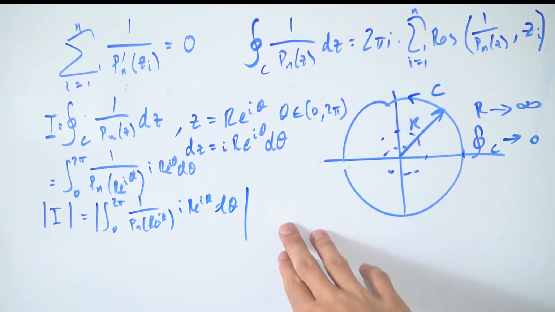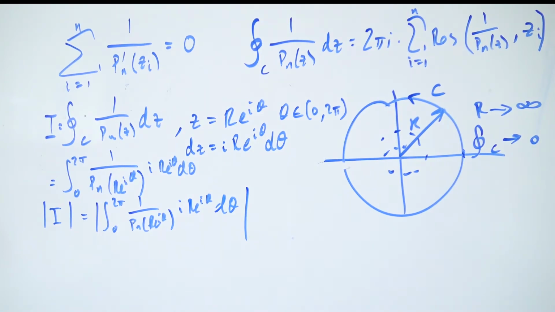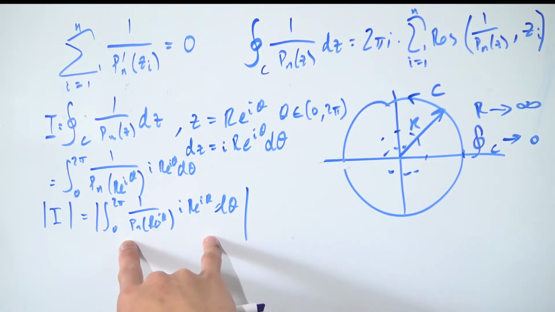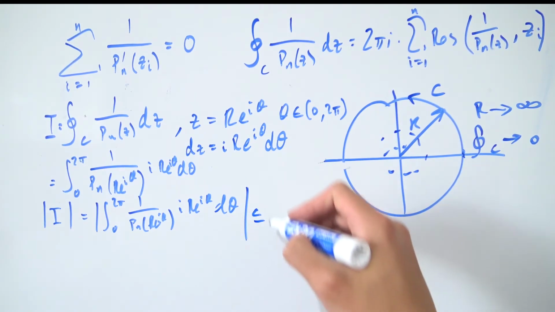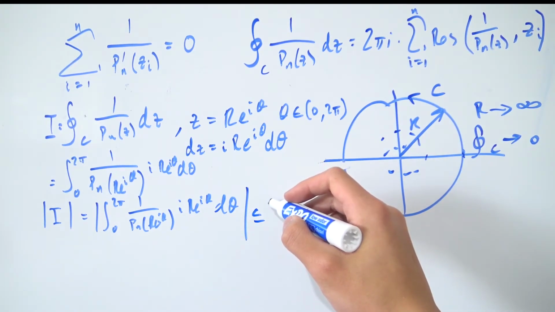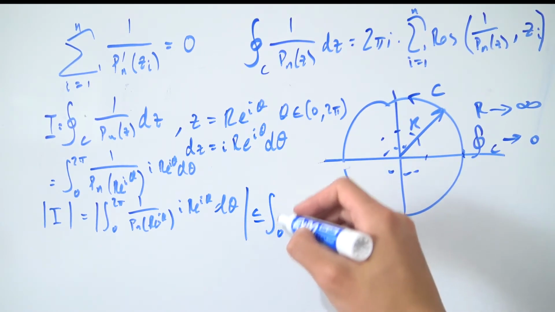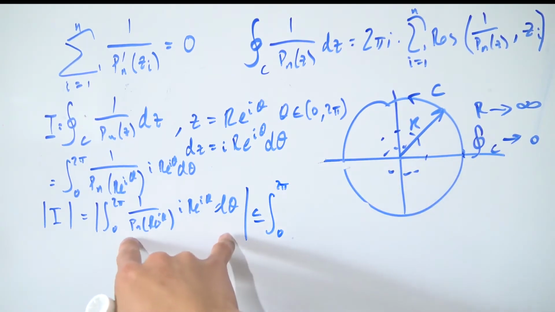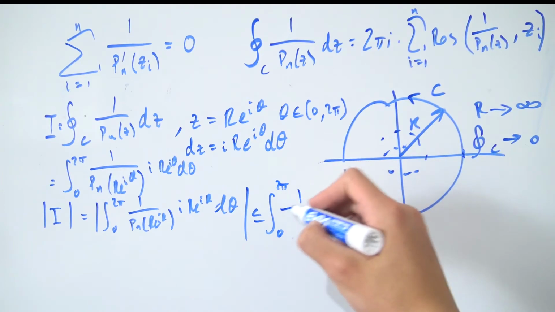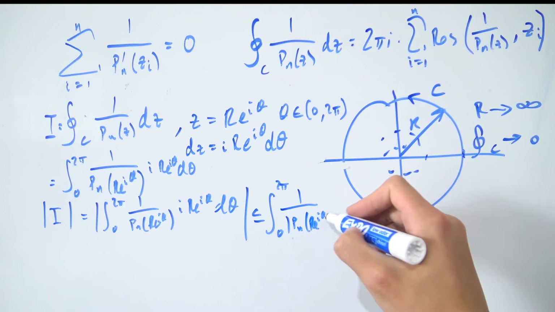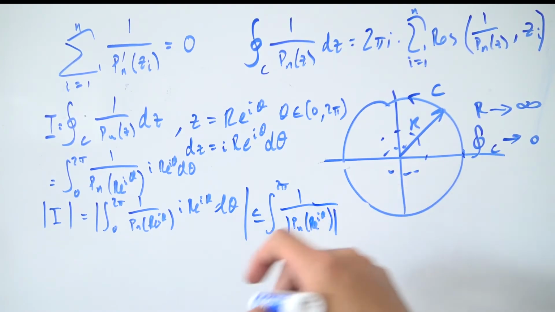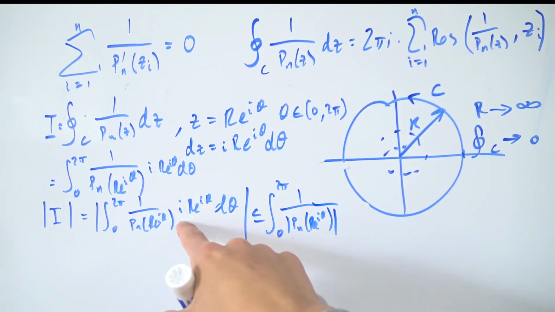What we can do from here is start using inequalities a little bit, because notice we have the absolute value of an integral. So we can use the integral inequality to say that this whole entire thing is less than or equal to the integral of the absolute value of the integrand. So this is going to be the integral from 0 to 2 pi of 1 over the absolute value of Pn of r e to the i theta, and then we're going to take the absolute values of each of these parts right here.